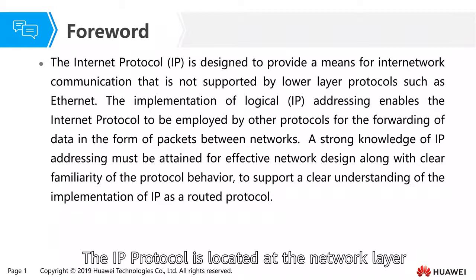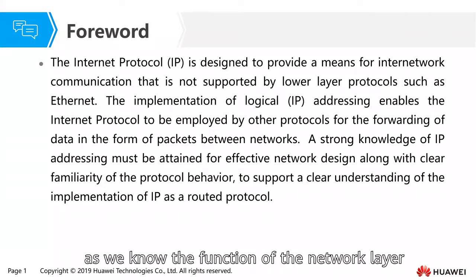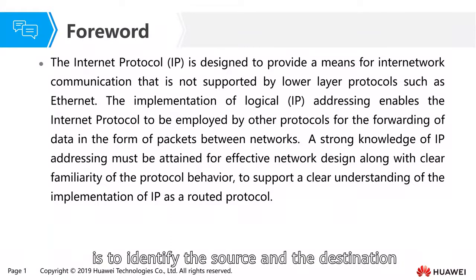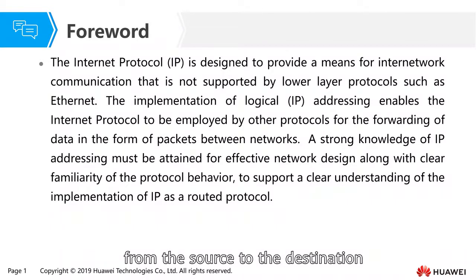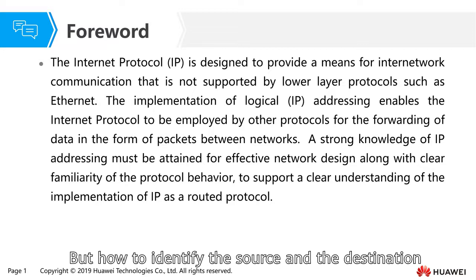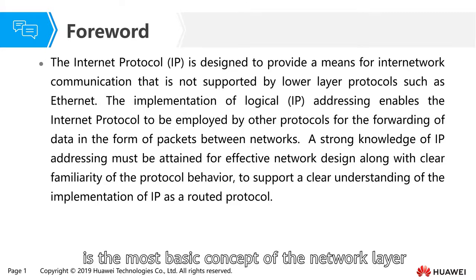The IP protocol is located at the network layer, the third layer of the OSI reference model. As we know, the function of the network layer is to identify the source and the destination and choose the best route from source to destination. And how to identify a source and a destination? We use an address. So the IP address is the most basic concept of the network layer.